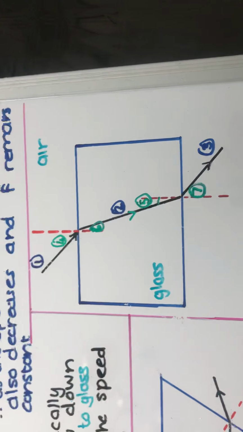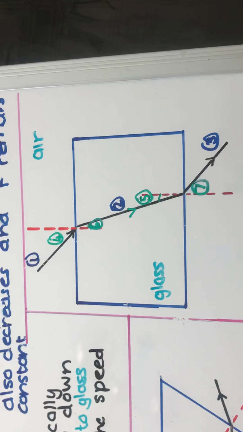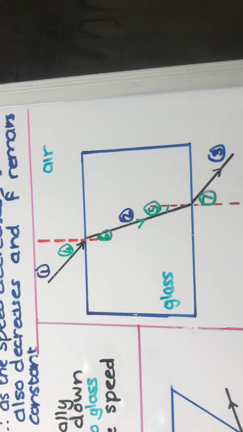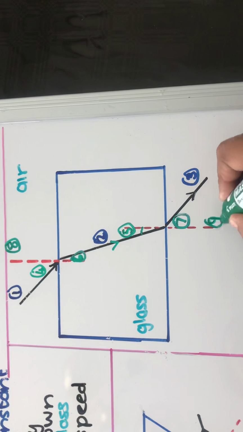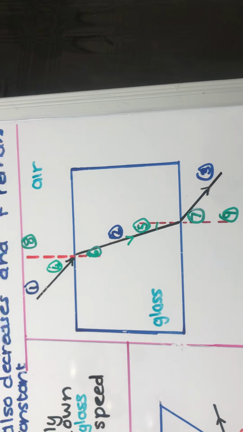And remember, the normal is the imaginary line that is always drawn perpendicularly to the surface, indicated by the broken line. So that would be number 8, and this will be number 9 over here. Okay, so that diagram is done.